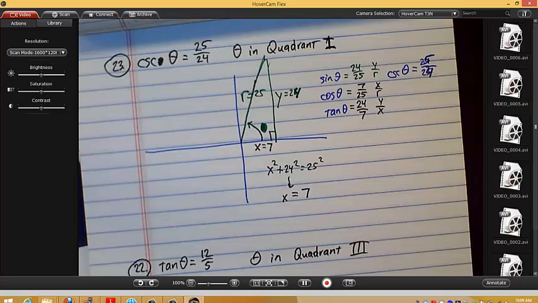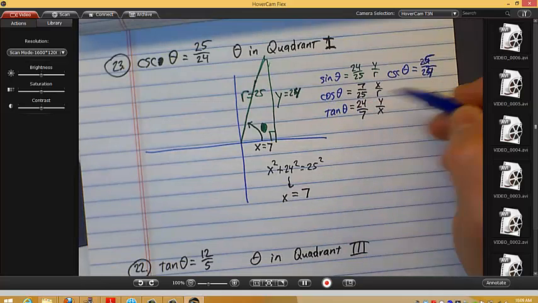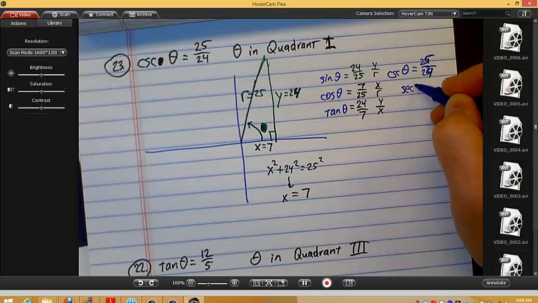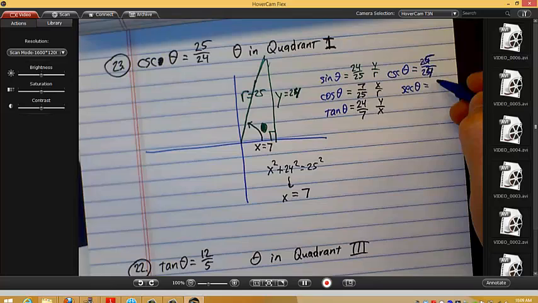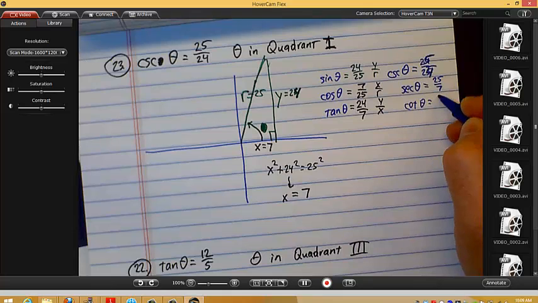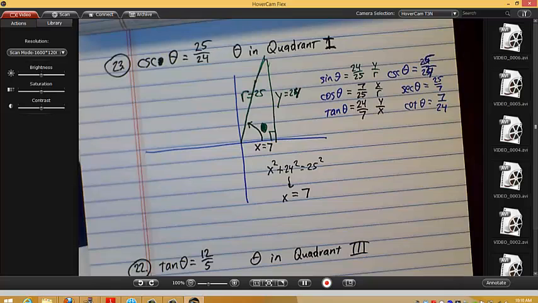Okay. And there's only 2 more trig functions that I need. And those are the reciprocal trig functions. So the reciprocal of cosine is secant. And I guess right away I could say that the secant of theta is going to be 25 over 7. And right away I could say that the cotangent of theta is going to be 7 over 24. So I got all 6 trig functions. Okay? And that's the order you'd want to do these things.